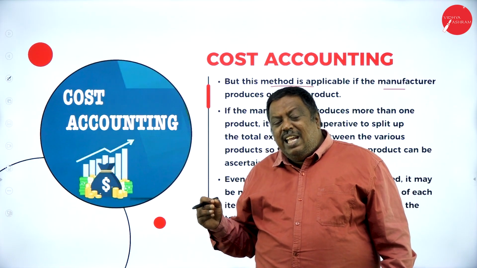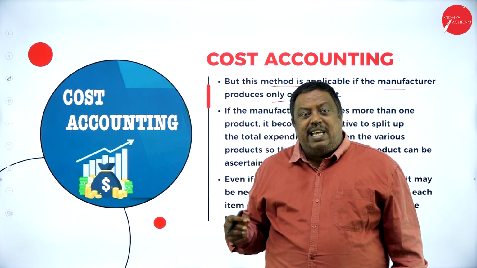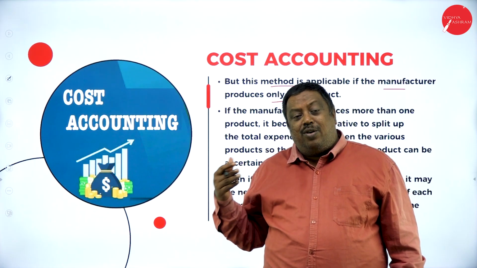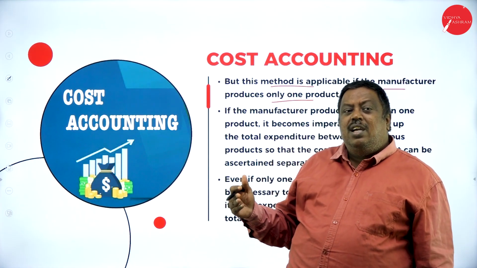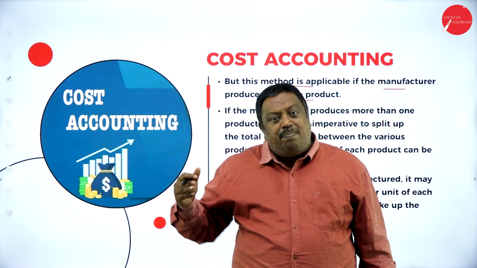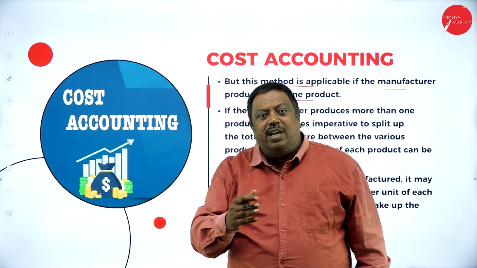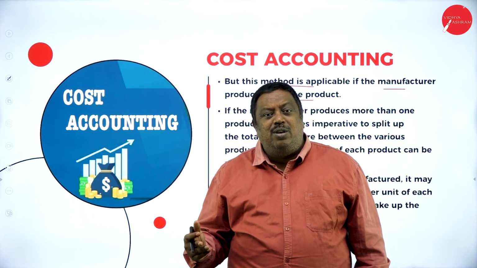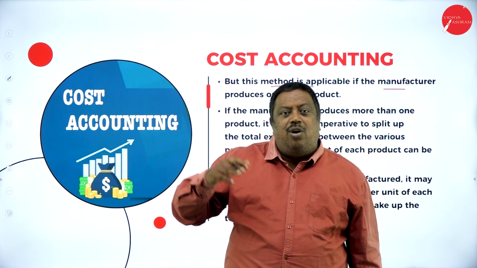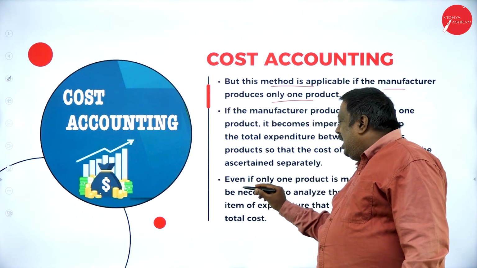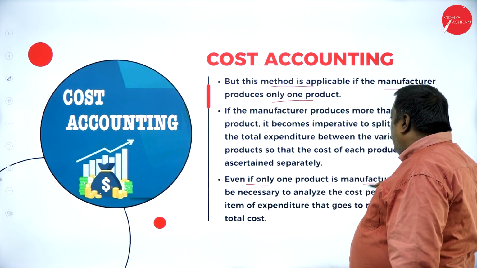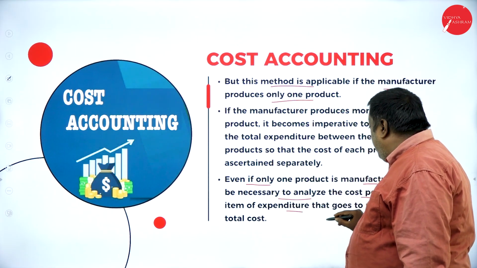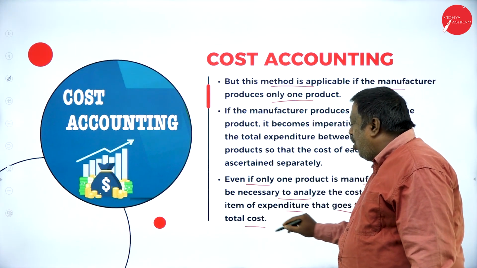If I'm producing n number of products at a time with the same raw material, or with different raw materials, then it will be difficult for me. Then again, for each conversion process, I have to identify separately what cost has been incurred in the conversion process and what cost has been incurred directly or indirectly for the product. Even if only one product is manufactured, it may be necessary to analyze the cost per unit of each item of expenditure that goes to make up the total cost.